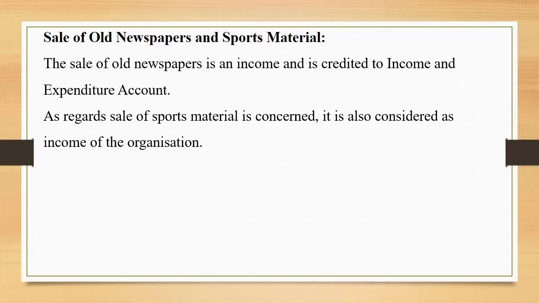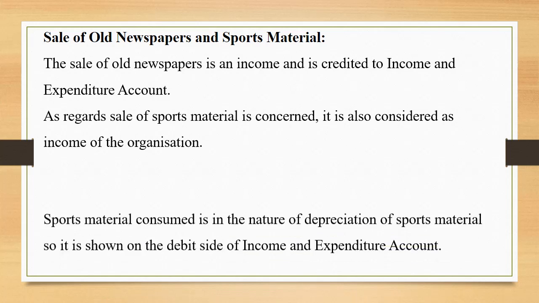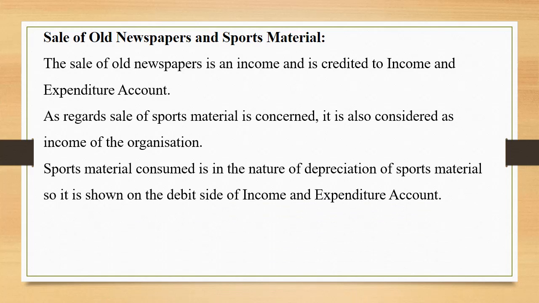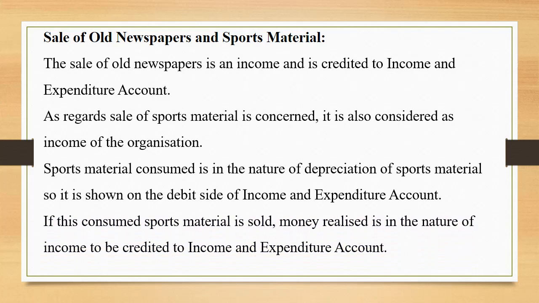As regards sale of sports material, it is also considered as income of the organization. Now let us see why it is treated as income. Sports material consumed is in the nature of depreciation of sports material, so it is shown on the debit side of income and expenditure account. So consumption of sports material is always shown on the debit side of income and expenditure account. If this consumed sports material is sold, the money realized is in the nature of income, and that's why it is credited to income and expenditure account.